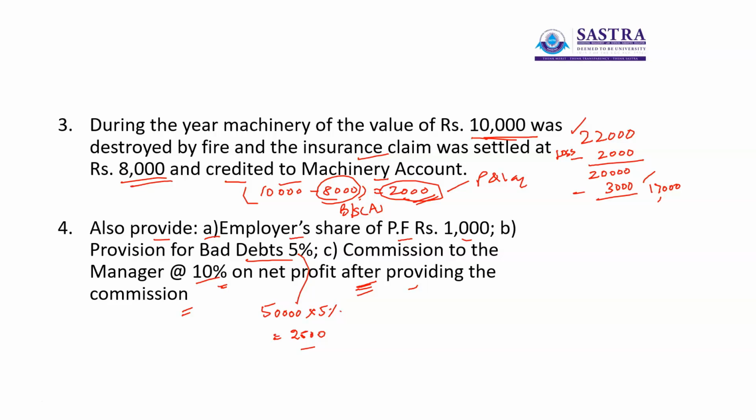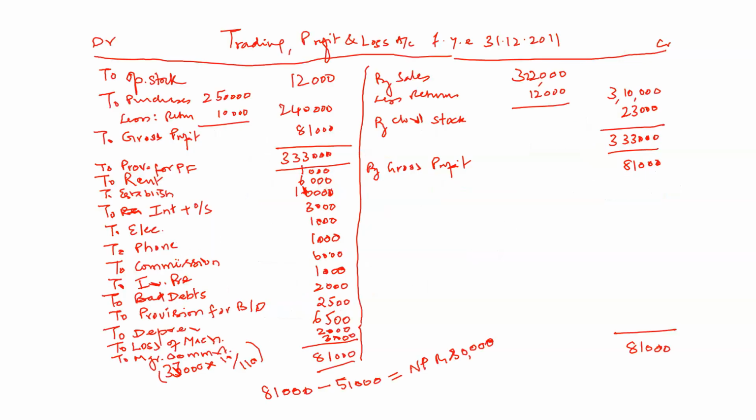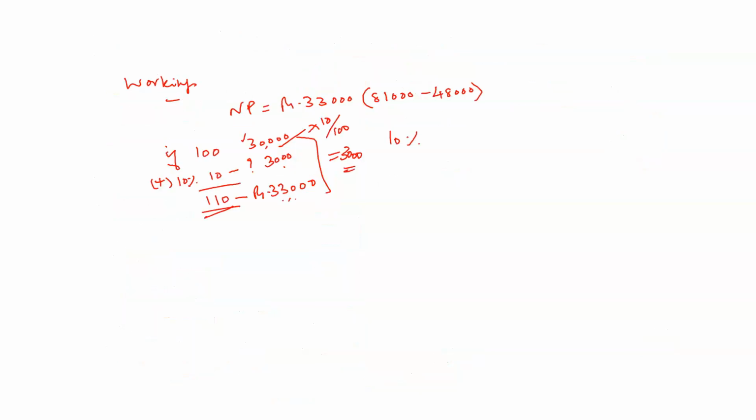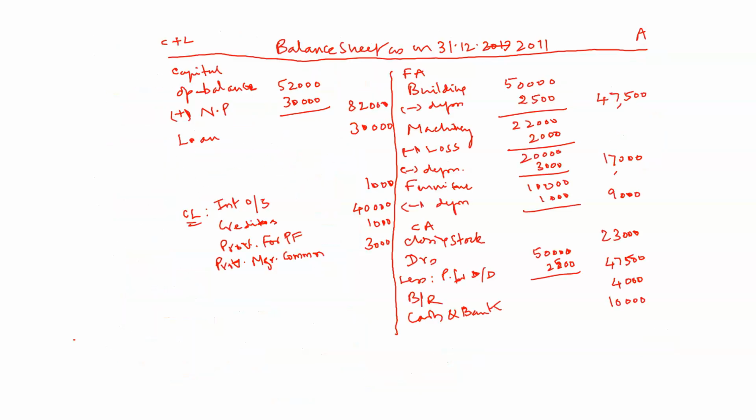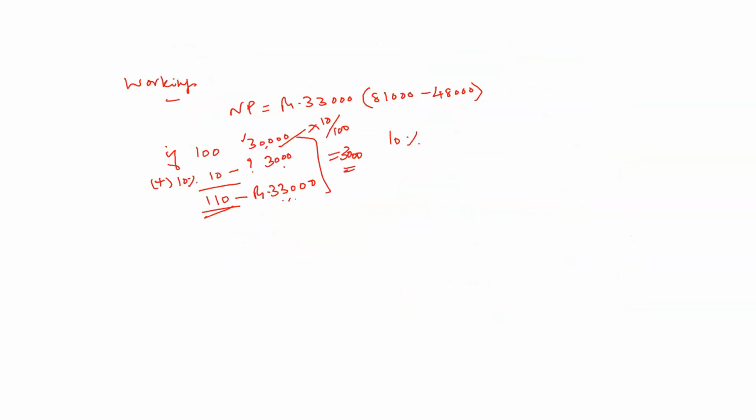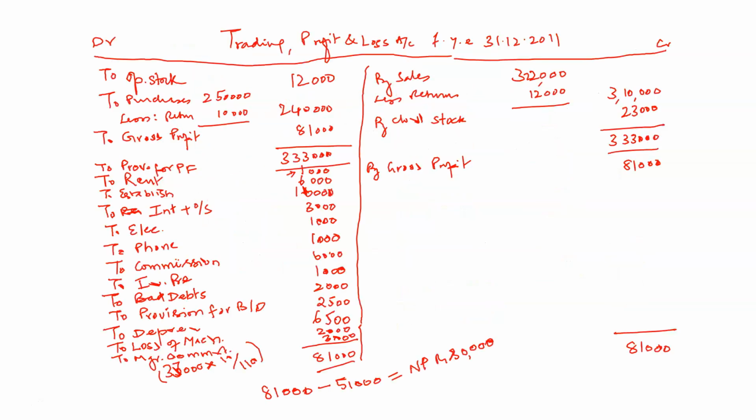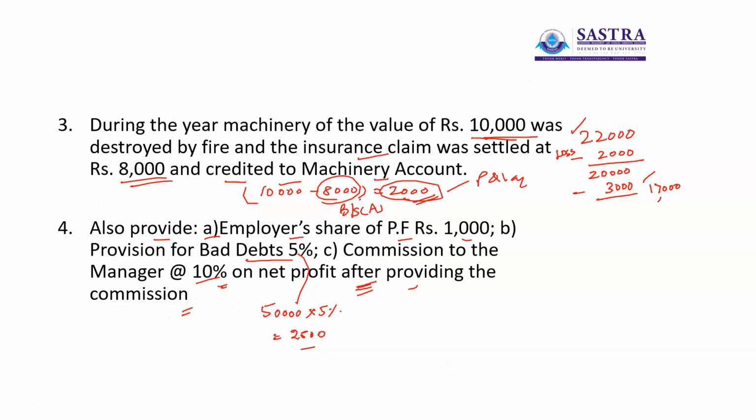And employer's share of provident fund is to be provided. So two effects, one in the P&L account, another effect is in the balance sheet. So if you look at it, here we have entered 1,000, and we have also shown here in the balance sheet provision for PF, which is 1,000. So all adjustment items are given two effects.